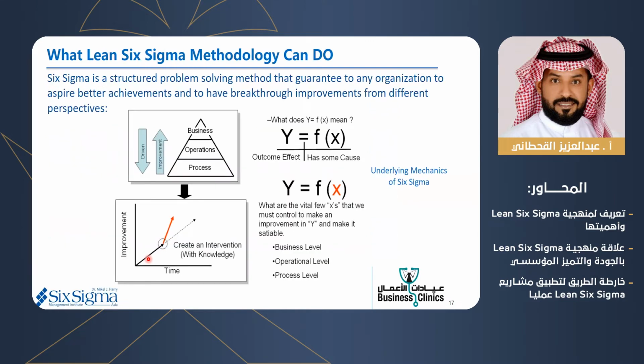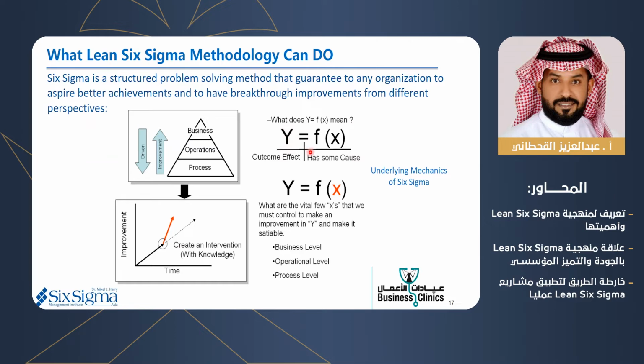So what can the Lean Six Sigma methodology do? Six Sigma is a structured problem-solving method which will guarantee any organization to aspire to better achievement and to have breakthrough improvement from different perspectives. So the Y, this equation, we call it the underlying mechanics of Six Sigma. This is very essential in Six Sigma. So the Y is the outcome effect. The Y is the need of the customer, or the final result, the final product.